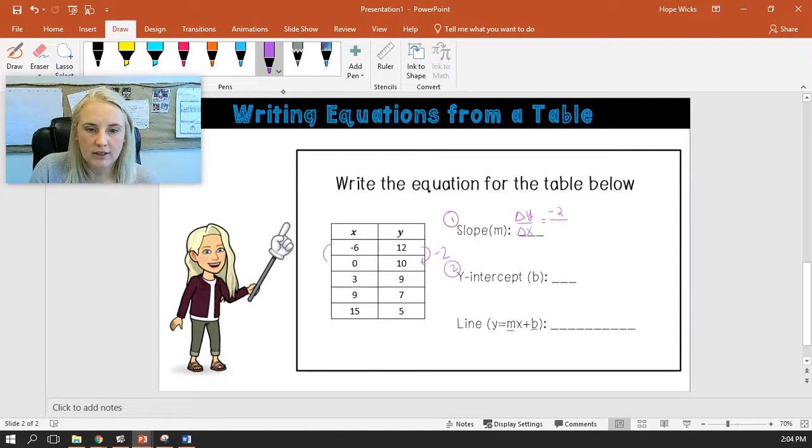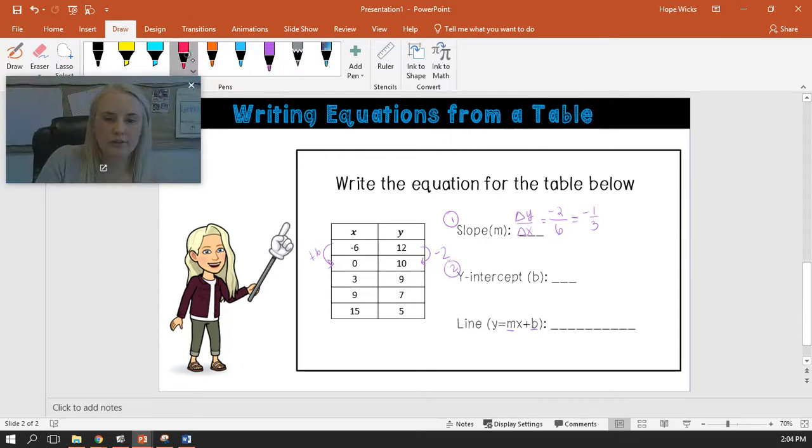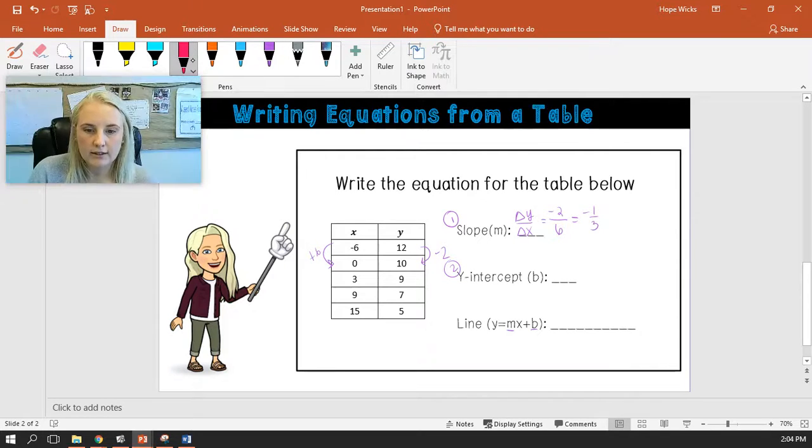And what is happening from -6 to 0? It looks like we are adding 6. So that can be my change in x, and this is going to reduce to -1/3. Now you can find those points from anywhere here. If we had done from 10 to 9, we have -1, and from 0 to 3, we have +3. Oh, that gave me my answer right away without having to simplify. Negative 1 over 3 is the same answer that I already have right here. So it doesn't make a difference.